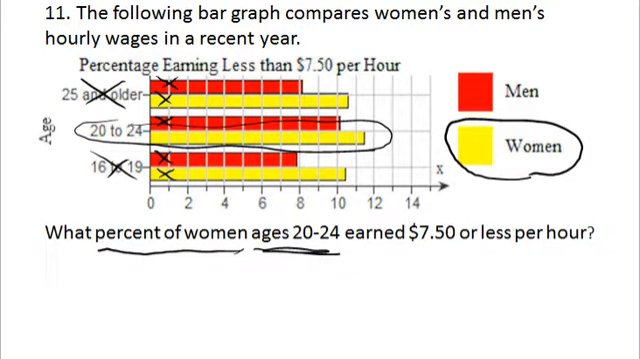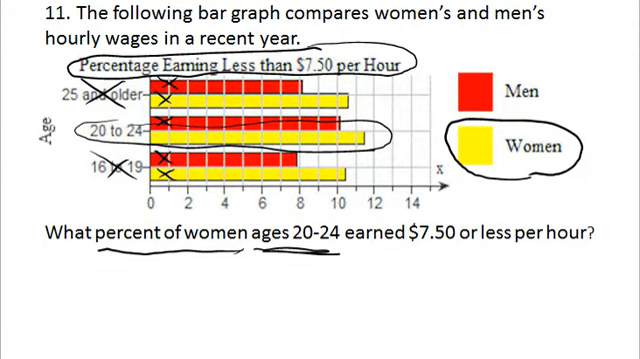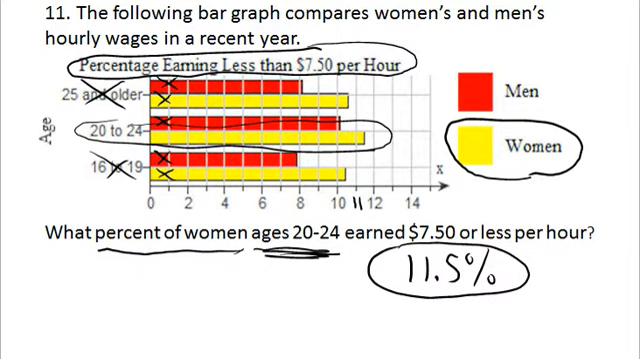And they want us to say how many or what percentage of women aged 20 to 24 earn 750 per hour or less, and that's what this chart tells us. So we just read the percentage off of the graph. Now that's 11. It goes about halfway beyond that, so I would say there's about 11.5% of the women aged 20 to 24 that earn 750 or less per hour. Strictly reading the graph.